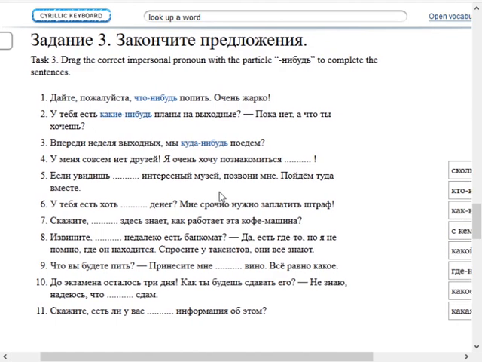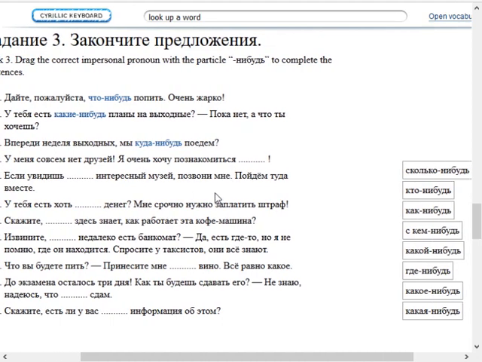У меня совсем нет друзей. Я очень хочу познакомиться с кем-нибудь. So I have no friends at all. Совсем means basically at all. I have no friends at all. I really want to meet with somebody.